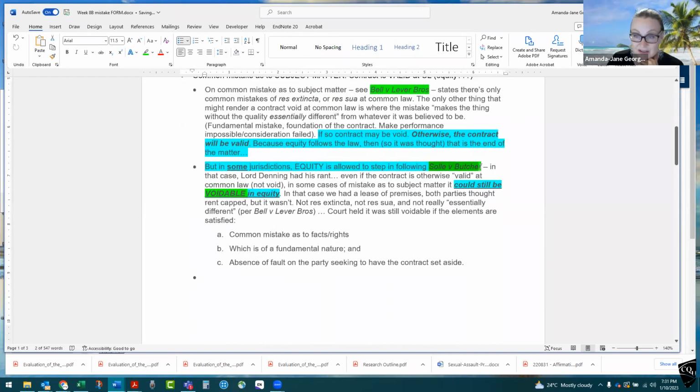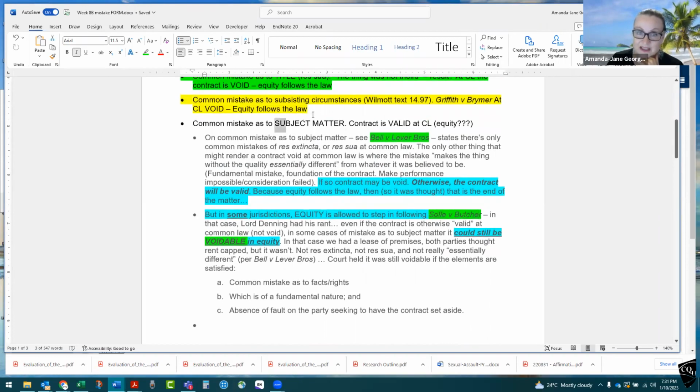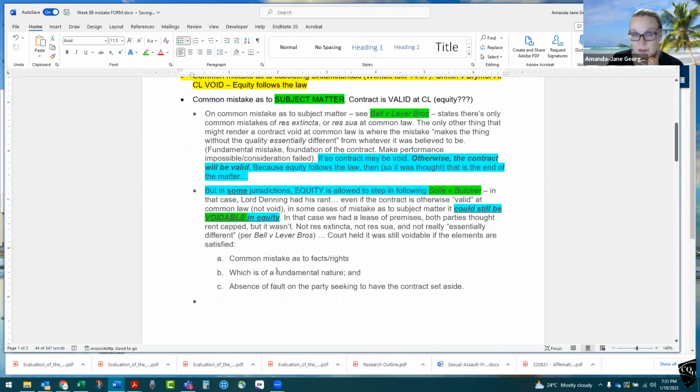Solly and Butcher says, well, actually, no, that's not really the case. It might still, even if it's just one of these and not one of these, it might still be voidable. You might be able to back out of the contract if it's a mistake as to subject matter.